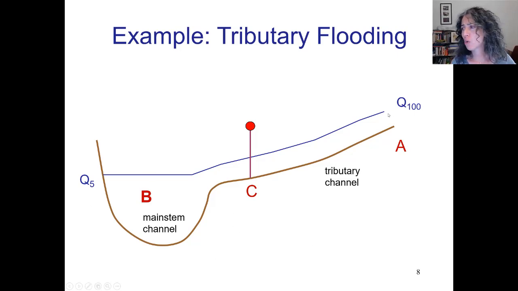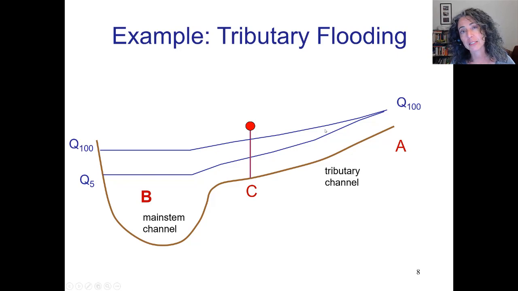So for a given flow on the tributary and a given low stage on the channel that doesn't produce any backwater effect, then I might have this stage at C. On the other hand, if I have this same flow, maybe a 100-year flow on the tributary, and at the same time a much higher flow on the main stem channel, maybe also a 100-year flow, then I'm going to have a much higher stage at C because of the backwater effect. So I can't just transform my probability distribution at A to a probability distribution at C because B has an influence.